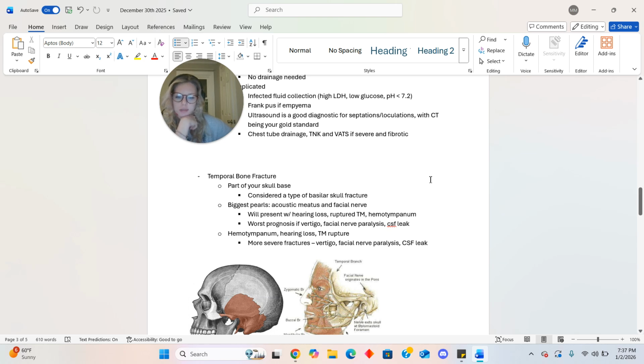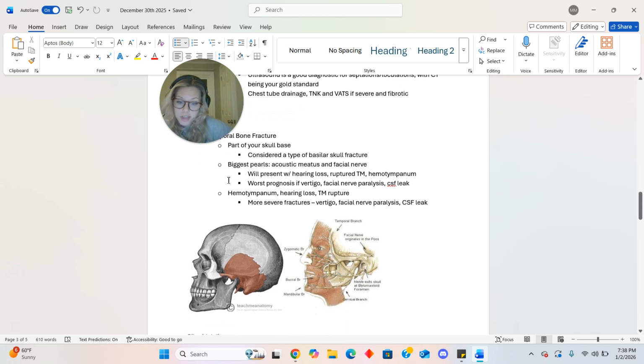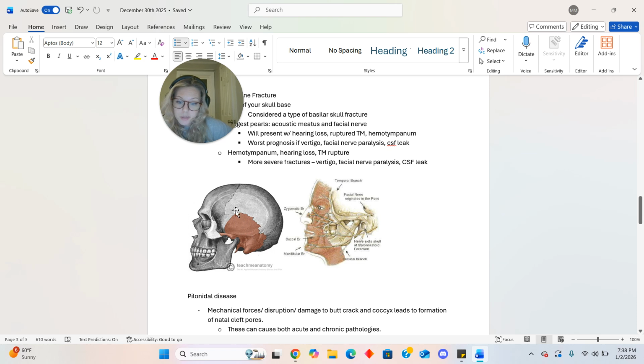I had some guy present with trauma, a hemotympanum, and facial nerve palsy. And I don't know what I put, but I didn't know it was a temporal bone fracture. So here we are. So temporal bone fractures. Okay, that's our temporal bone.